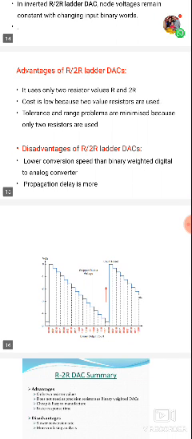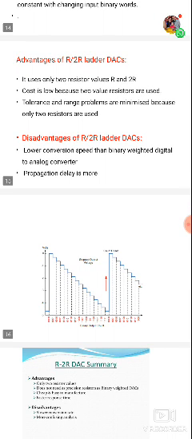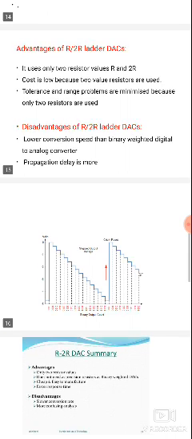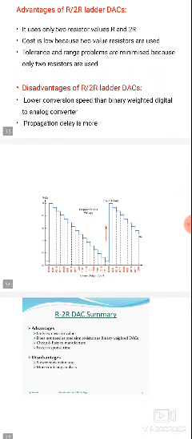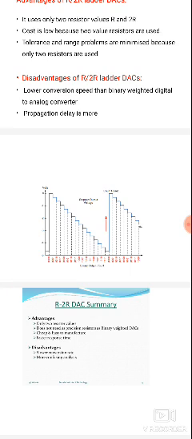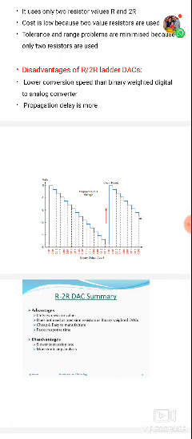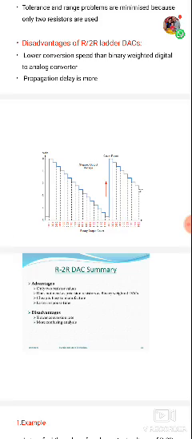The advantages of the R-2R ladder DAC are that it uses only two resistor values, R and 2R, and the cost is low because only two values are used. Next, the tolerance and range problems are minimized because only two resistors are used. The disadvantages of the R-2R ladder DAC are a lower conversion speed than the binary weighted digital to analog converter, and the propagation delay is also more.